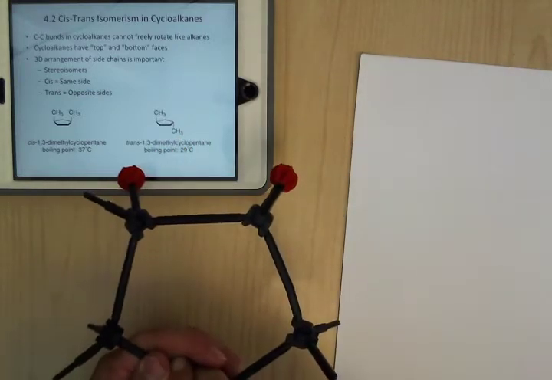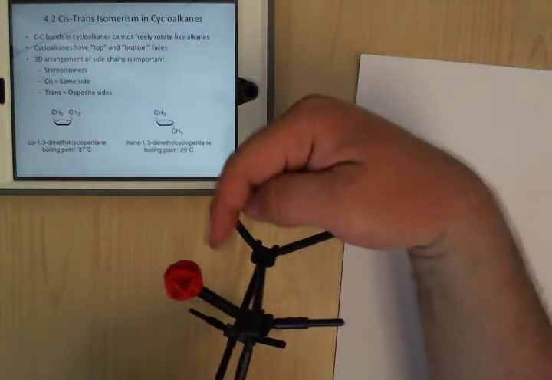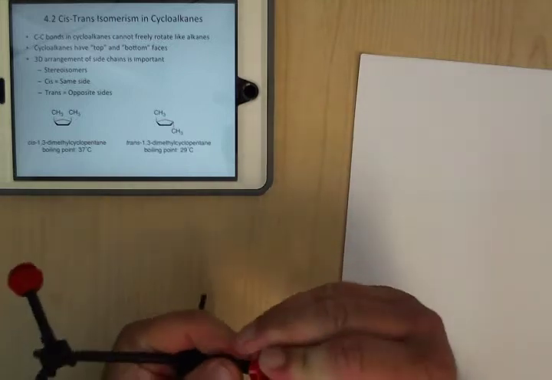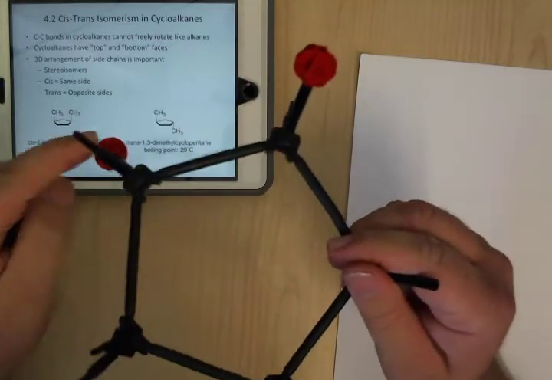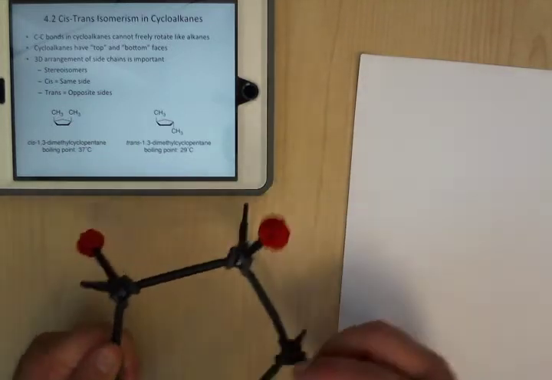That's called cis, so like a C. Cis, so C. Okay. Now, if one is up and one is down, so one down, one up, that's called trans. Okay, and they'll have different properties.